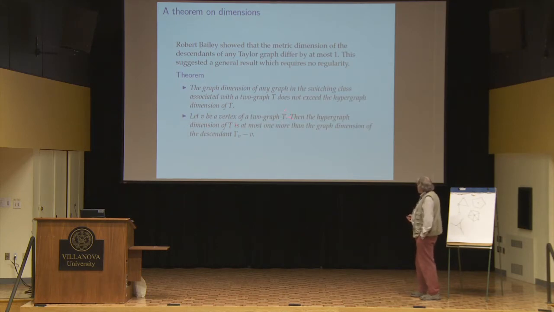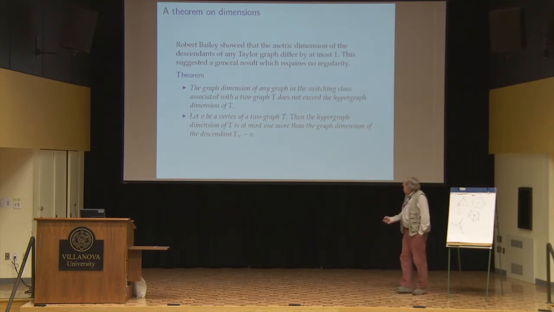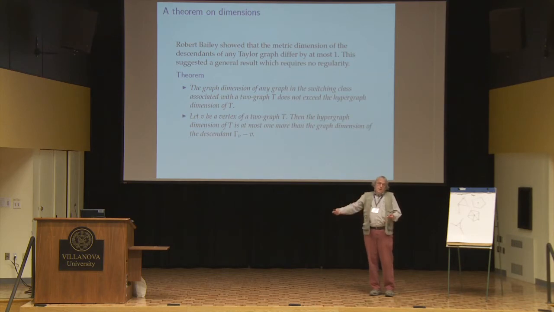This one only refers to the descendants, the graphs that you get by isolating a vertex. If v is a vertex of the two graph, the hypergraph dimension of T is at most one more than the graph dimension of the descendant. At most one more. So you see how Robert Bailey's result follows from these two, because if you specialize to the case where the two graph is regular, then these descendants are strongly regular, so metric dimension is the same as graph dimension. And you see from here that the metric dimension of a descendant is either the hypergraph dimension of the two graph or one less, so they can differ by at most one.